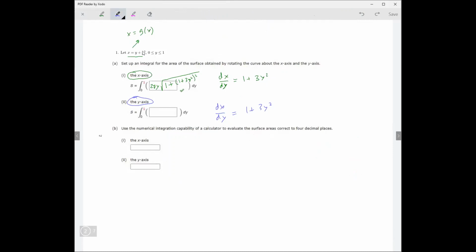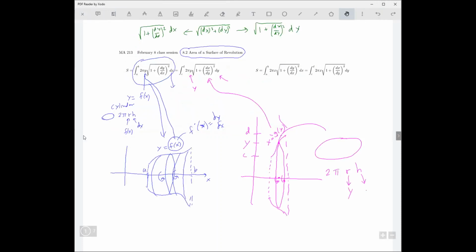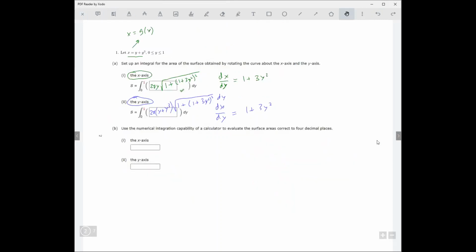But x is equal to y plus y cubed. So it's actually 2 pi, and the x gets replaced with y plus y cubed because you have to have everything in y's, and the square root of 1 plus 3y squared, and then dy, like that. That's rotating about the y-axis. So that is this case right here that we're looking at.